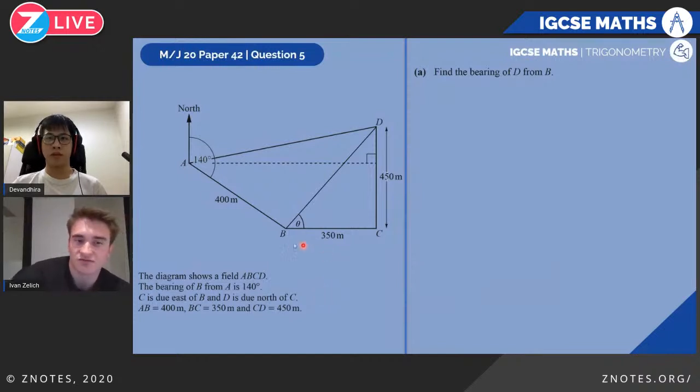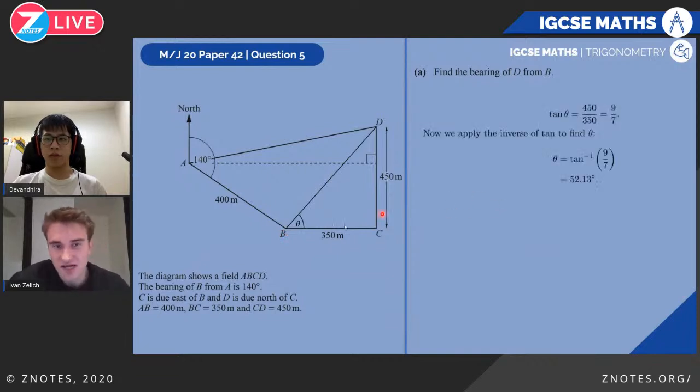But we have basically everything. We have 350 and 450. So we've got a tan coming in. So tan of theta is the opposite over the adjacent, which is 450 on 350, which is 9 on 5. And then we apply inverse tan to find theta, and we get theta is about 52.13 degrees. And then to finalize this, we just take 90 minus 52.13, which is 47.87 degrees, and that's our answer.